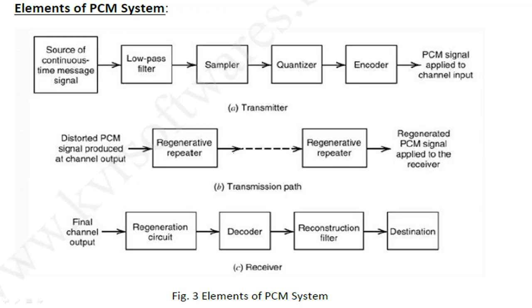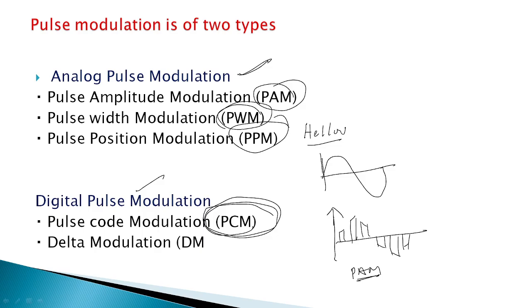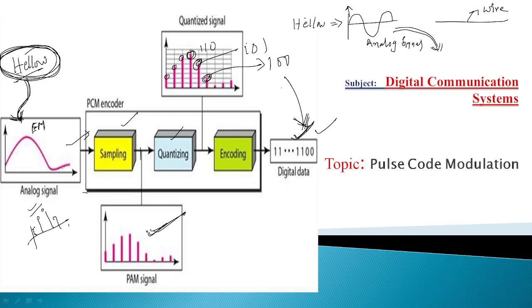And the elements of the PCM system we'll explain in the next class. But here, what is pulse code modulation? Pulse code modulation means an analog signal is converted into digital by using sampling and quantization. Sampling means the original signal is sampled, and each sample value has its predefined digital equivalent. Using that, we convert the analog signal into digital.